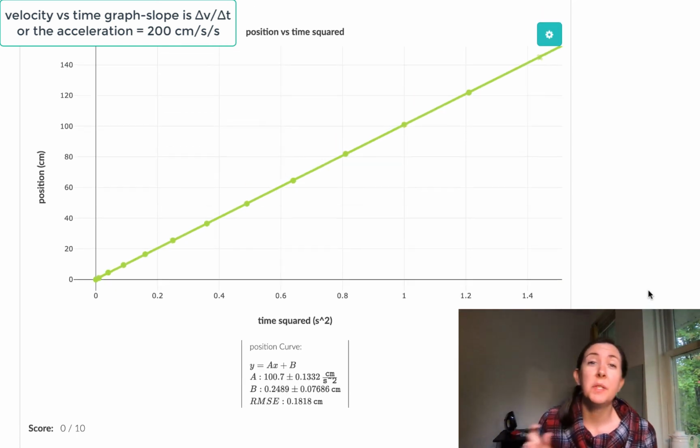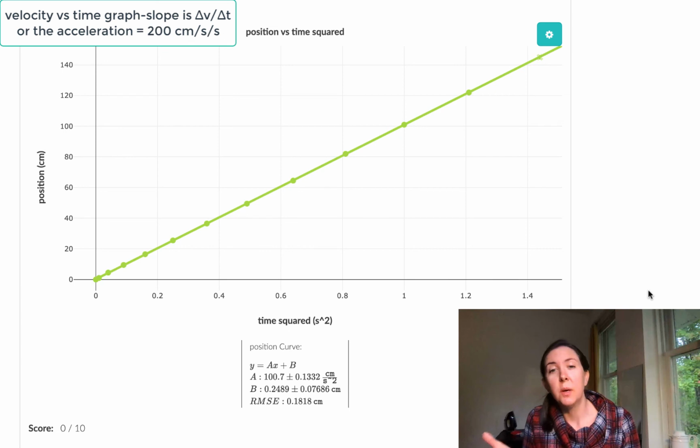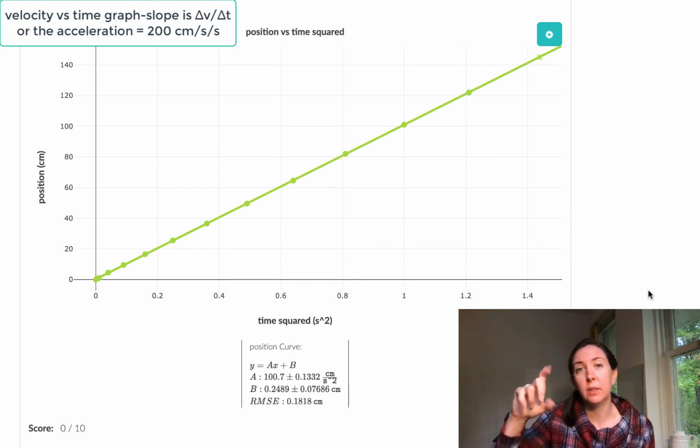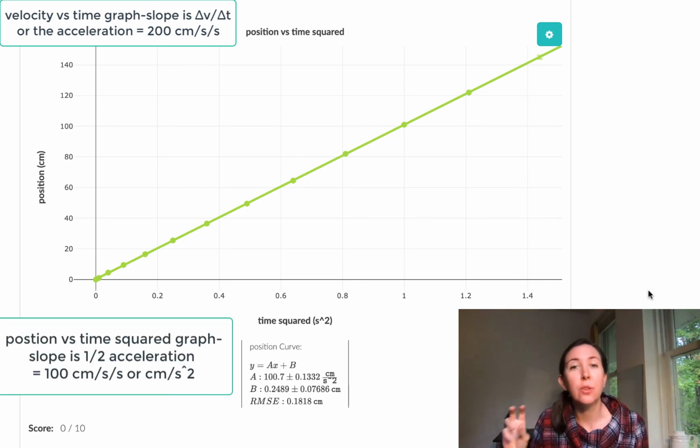When I graph the position versus time squared, my slope is half the acceleration that I got when I graphed velocity versus time. Those units, centimeters per second squared, are the same units. I think that's so cool. We'll talk about why you see this, but so cool, so cool.